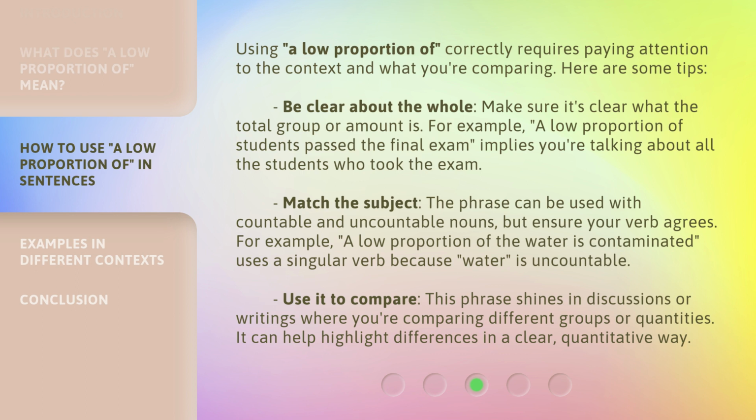Match the subject. The phrase can be used with countable and uncountable nouns, but ensure your verb agrees. For example, a low proportion of the water is contaminated uses a singular verb because water is uncountable. Use it to compare. This phrase shines in discussions or writings where you're comparing different groups or quantities. It can help highlight differences in a clear, quantitative way.